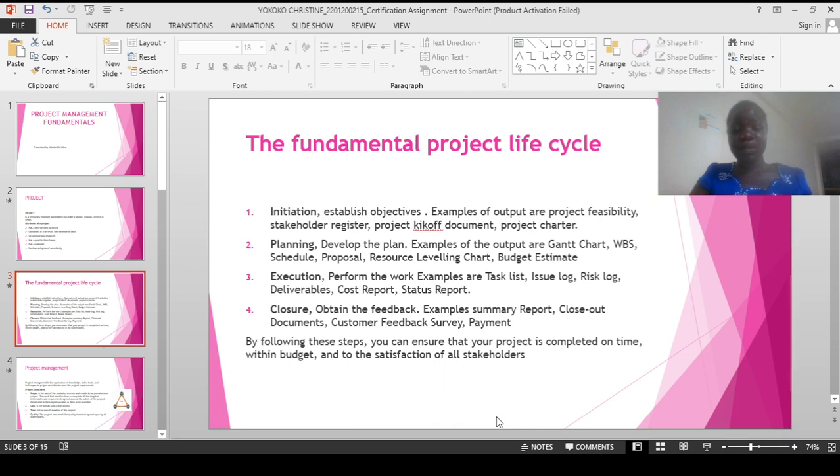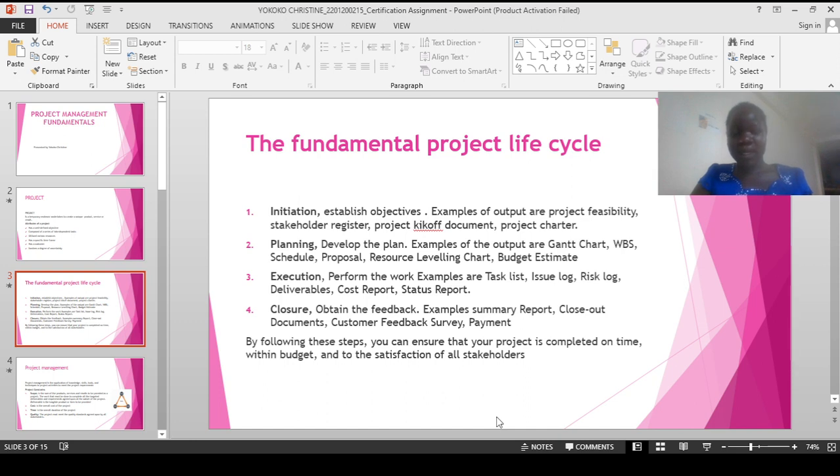Then moving on to the fundamental life cycle of a project. We shall look at these 4 major steps: initiation, planning, execution and closure. Now, what happens under initiation? This is the stage where you establish the objectives for this particular project. For example, the outputs here can be the project feasibility, the stakeholder register, and the project charter. Those fall under initiation.